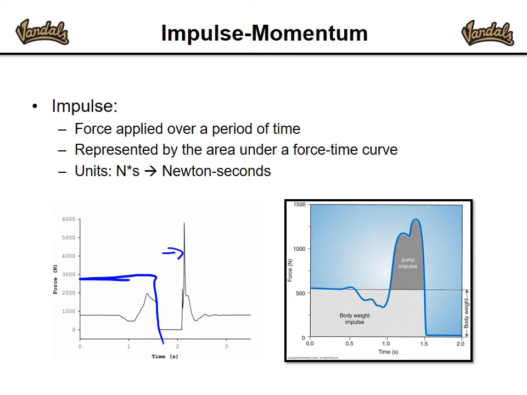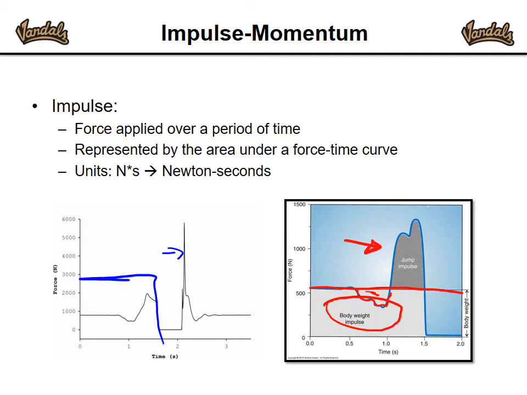Now, if I look at this graph on the right-hand side, you'll see that they've drawn a line all the way across. We call that the body weight impulse. This is the impulse, or the force over time, that is related to the body weight. And you notice it dips a little bit here, and you can subtract that if you wanted to take that area, but we don't worry about that. The jump impulse that we talk about is this area above the body weight.